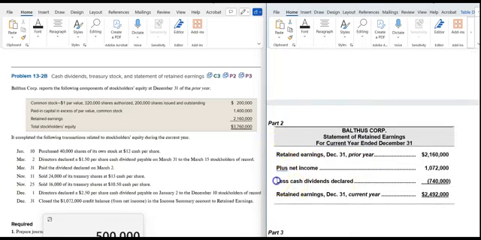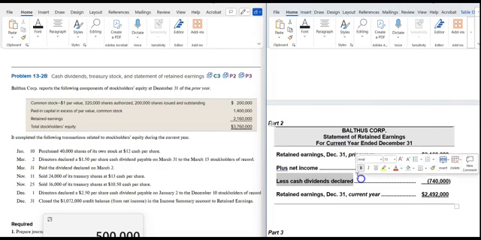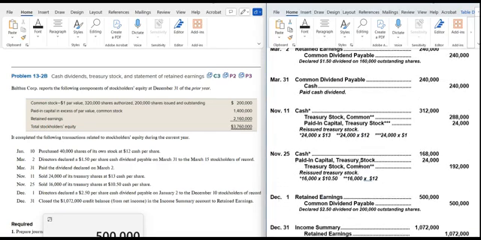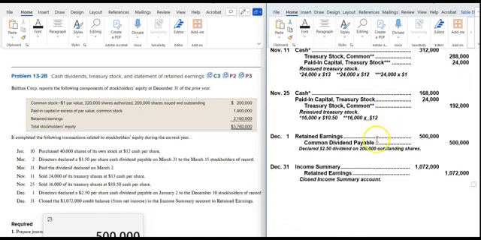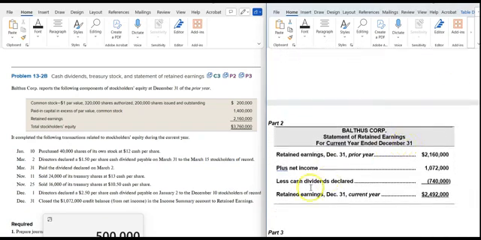Retained earnings would have decreased by any cash dividends declared. We had 2 dividends declared. On March 2nd, we decreased retained earnings for $240,000. Then we decreased retained earnings again on December 1st for that second dividend declaration. Total of $740,000 of dividends were declared. Even though they weren't both paid, they were both declared, so retained earnings was decreased on the date of declaration. So retained earnings would have ended the year with $2,492,000.